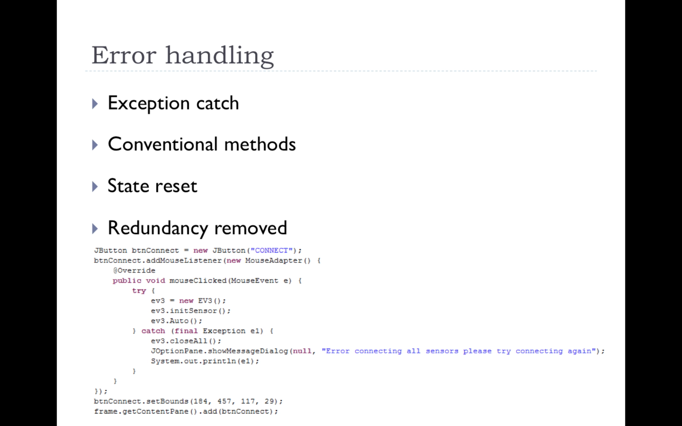For a safety purpose, before and after the operation of the robot, the states of sensors and robot will be checked and reset into a correct state. Also, those redundant and meaningless codes are removed in case of any accidents caused by these codes.